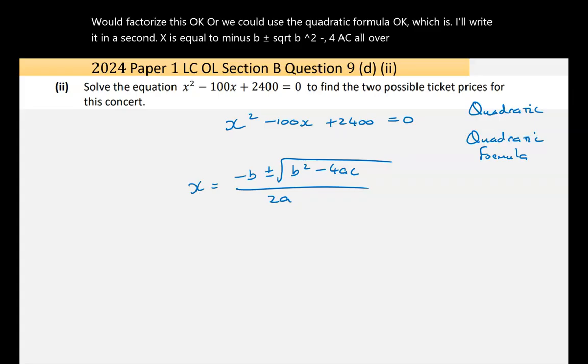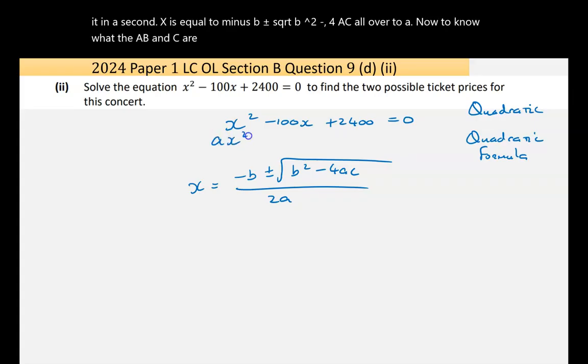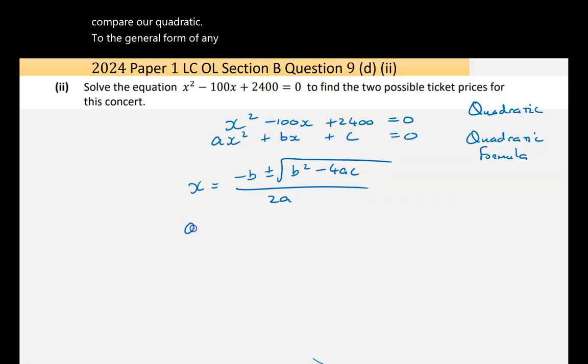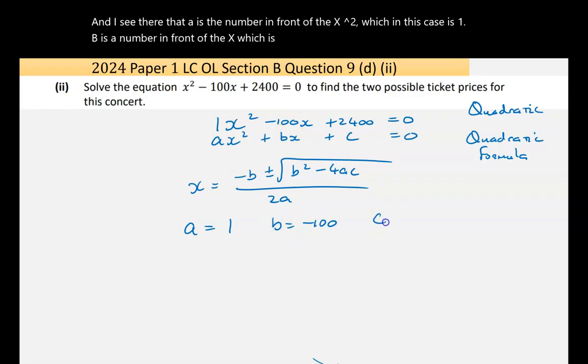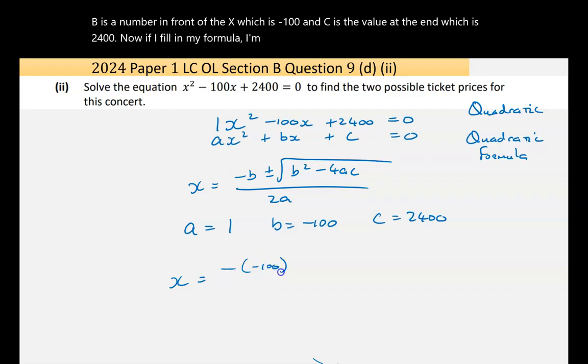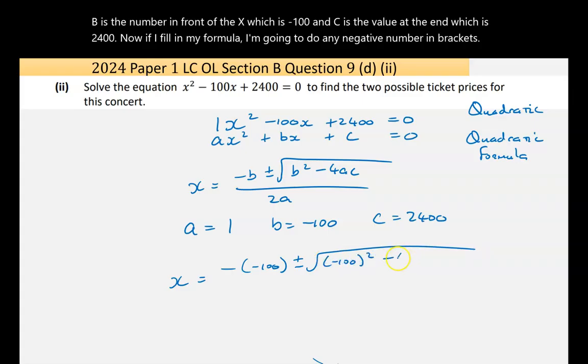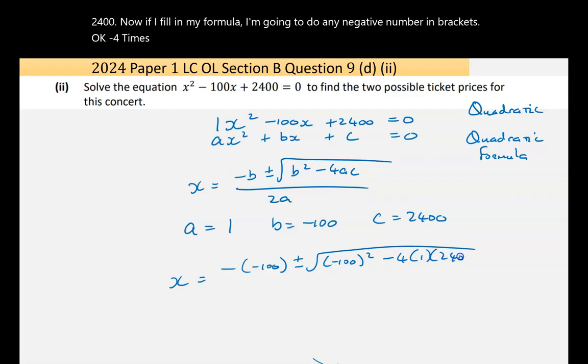Now to know what the a, b, and c are, we compare our quadratic to the general form of any quadratic. And I see there that a is the number in front of the x squared, which in this case is 1. B is the number in front of the x, which is minus 100. And C is the value at the end, which is 2400. Now, if I fill in my formula, I'm going to put any negative number in brackets. Minus 4 times 1 times 2400.